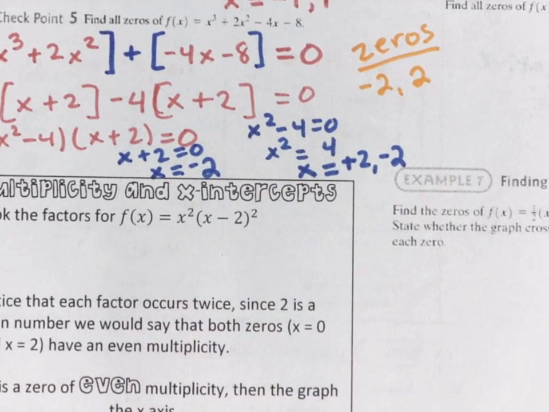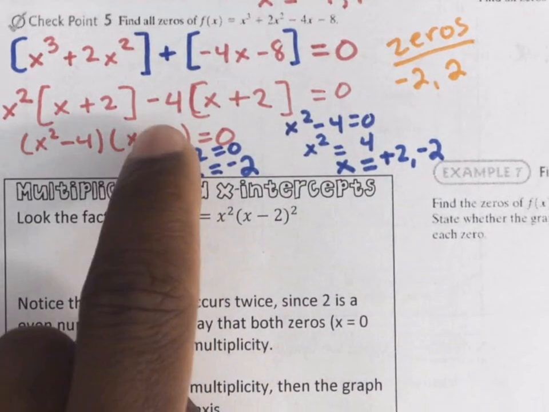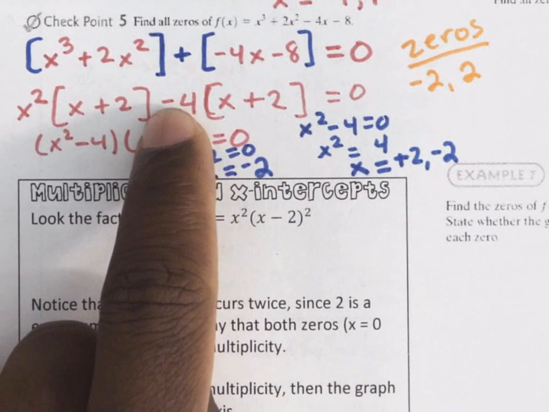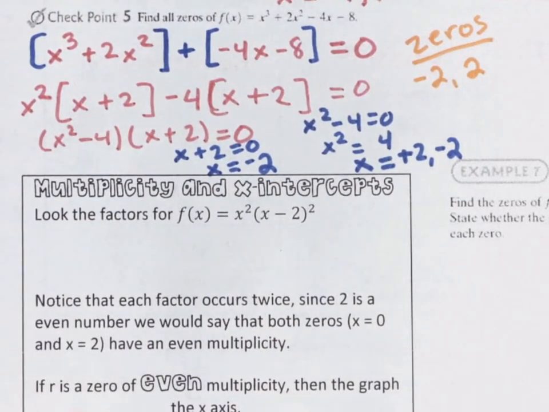Do I need to write -2 twice? No, it's 1 zero. Where'd you get -4 from? Right here. Okay. Yeah, this is what we did. You were out Monday. This is what we did.